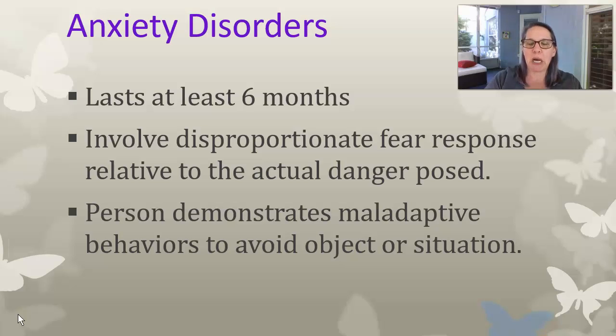So remember 2 days ago when Ms. Rowlands talked about the 4 things that are necessary for your behavior to be considered abnormal. Okay? And maladaptive was one of those things. So you have to be doing things that are adversely affecting your life in order to avoid the object or the situation, whatever is causing you anxiety.